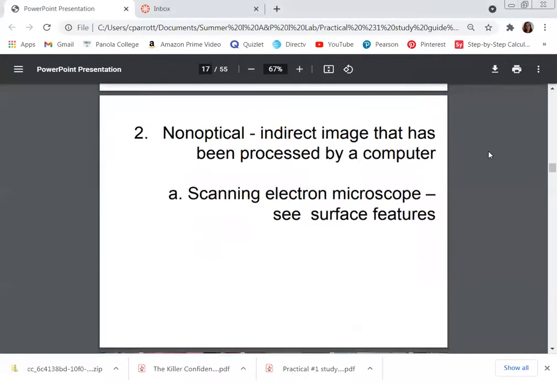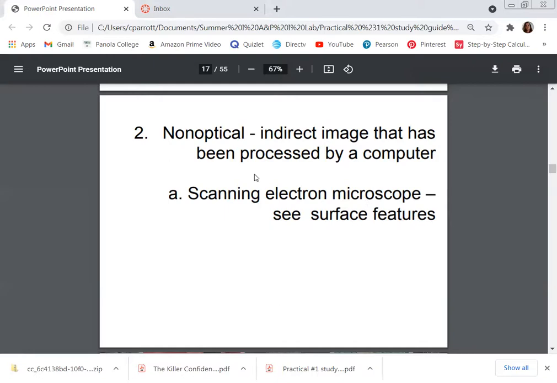Going on to the next page, then we have non-optical microscopes, meaning that you're not directly seeing the image. A microscope is going to see the image, and then it's going to send that image to a computer, and that computer is going to process the image, and then you're going to look at the image through the computer, okay? So there's an indirect image there. So those are called non-optical microscopes.